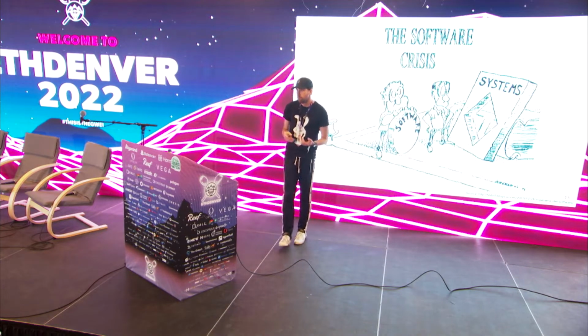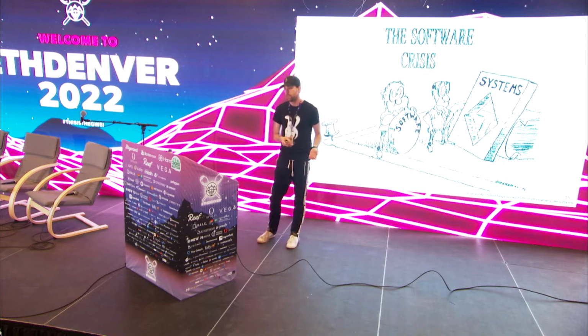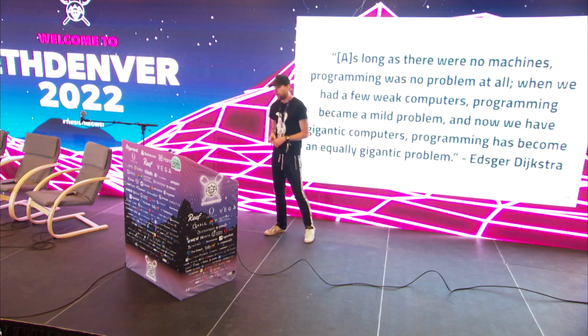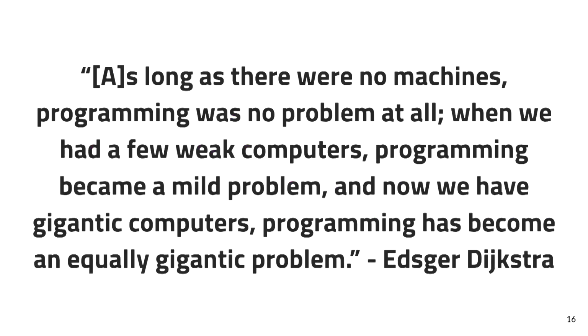For example, object-oriented programming and many of these other paradigms that we're familiar with, even modular programming, didn't exist at that time. It emerged in the late 1960s in response to this challenge. This is a great quote from Dijkstra. Many of you will be familiar with Dijkstra if you've studied computer science. As long as there were no machines, programming was no problem at all. When we had a few weak computers, programming became a mild problem. And now that we have gigantic computers, programming has become an equally gigantic problem.